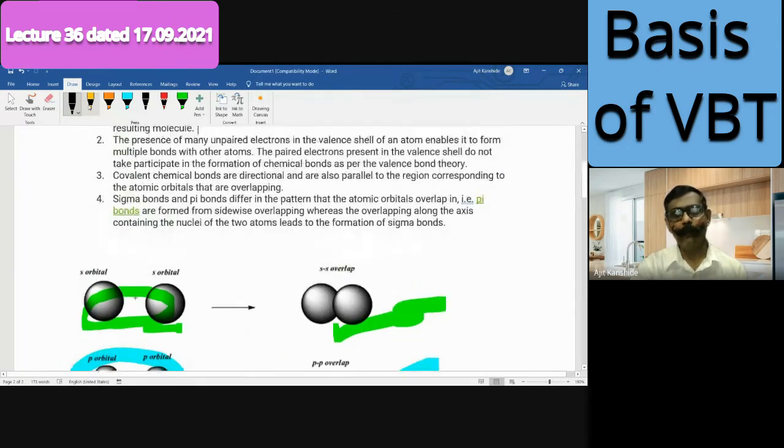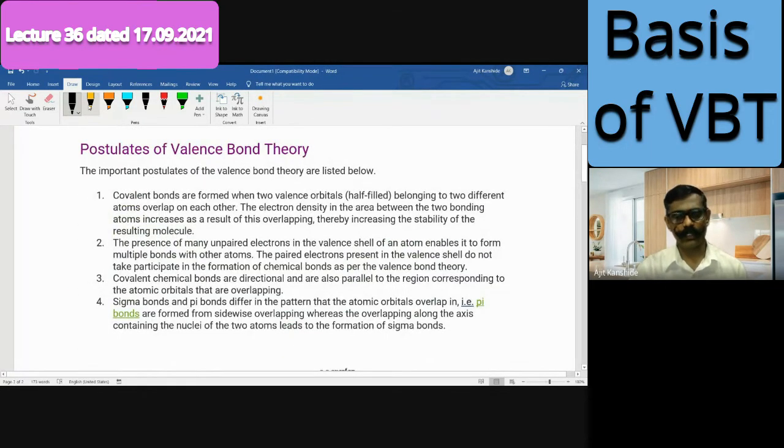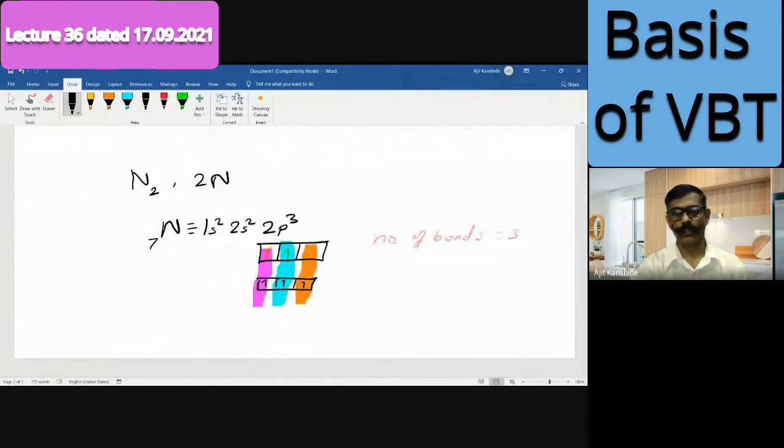Now about the pi bonding, I would like to give the explanation. Just wait for the pi bonding. Let me see further. I will represent it here later on.